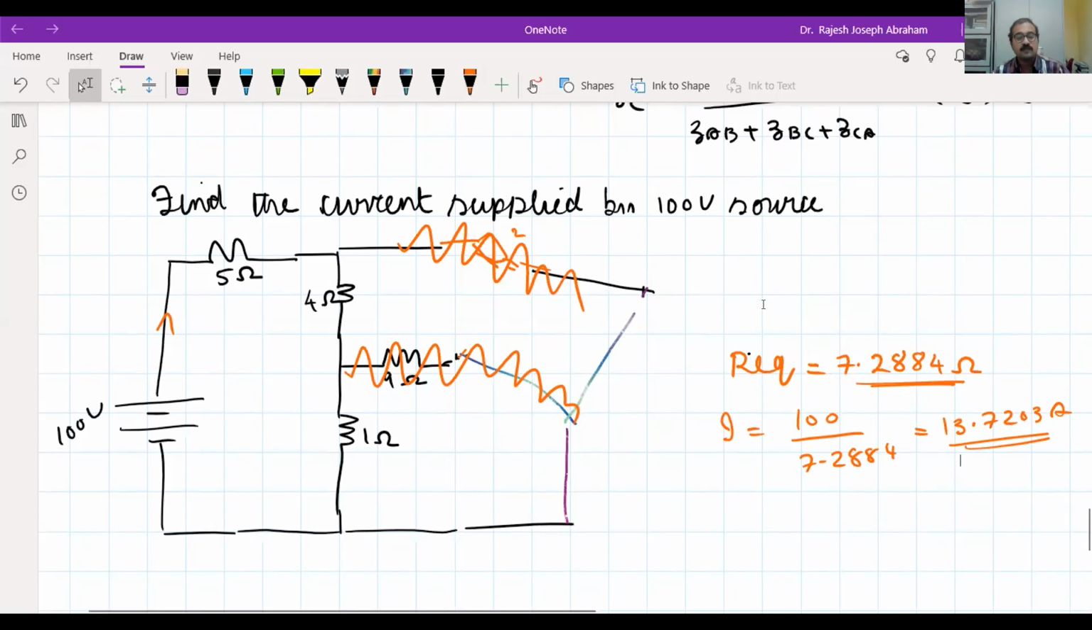In this way, star to delta and delta to star transformations are pretty useful in circuit analysis. I would urge you all to try some more extra questions at home and get back to me if you have any doubts or any issues.